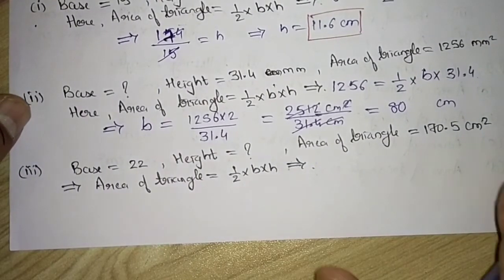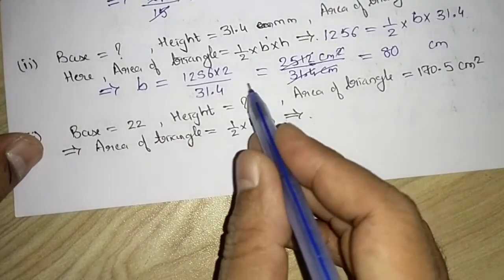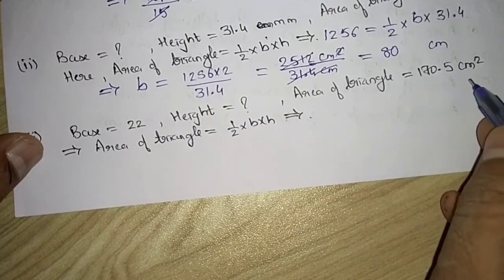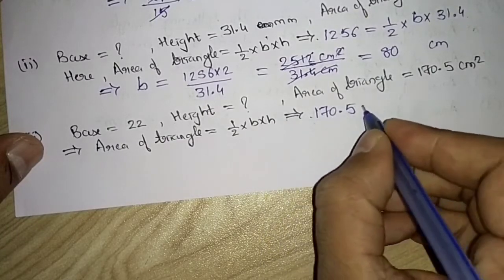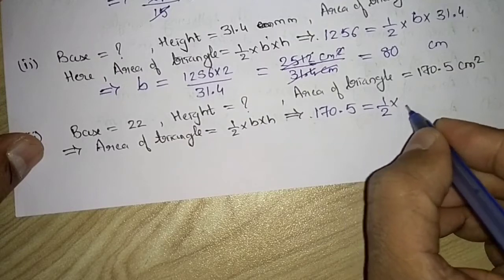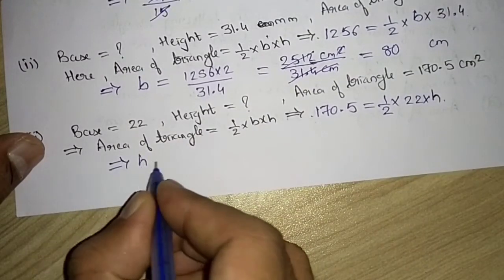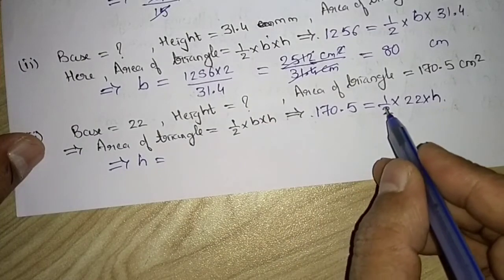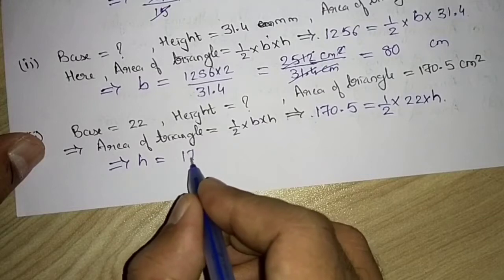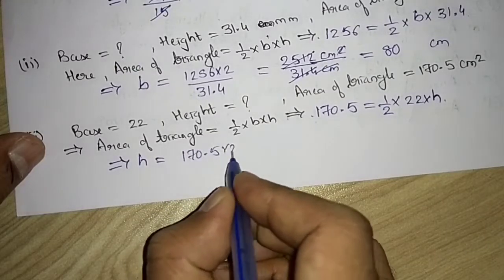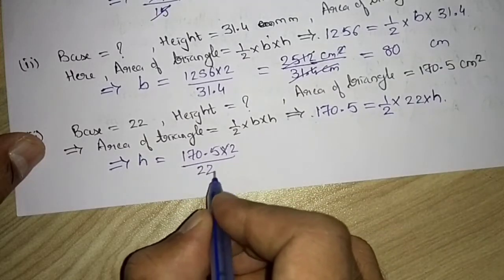Now moving to the last part, base is 22, height we are supposed to find, area they have given, so we will place it in their respective order. Height we are supposed to find, we will keep height there only. 2 which is in division, it will come here and multiply, so we will write 170.5 into 2 divided by 22.